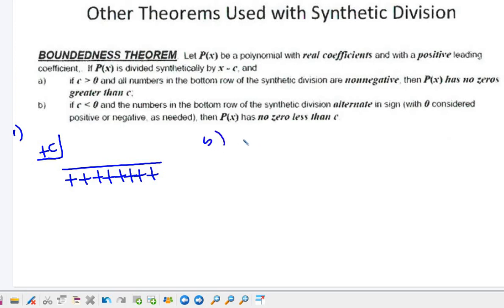B says if c is less than 0, so if you plug in a negative number to your box and the numbers alternate sign, and it says a 0 could be considered, so that means if this was a negative, this could count as a positive, and the next one could be negative. So if they alternate, then that c is a lower bound, and there's no number less than that that can be a 0. As I said, we'll come back and touch on this a little bit later. It's pretty straightforward. In college algebra, they just straight up ask you, is this number an upper bound? Is this number a lower bound? And you're looking for either all non-negatives on the bottom or alternating signs.